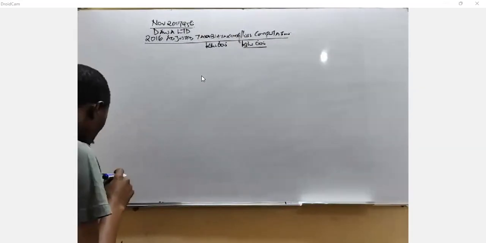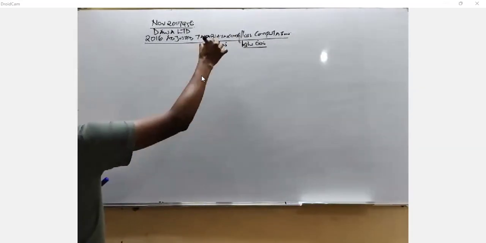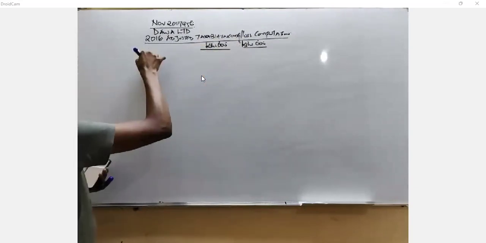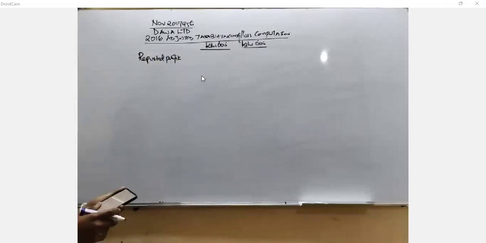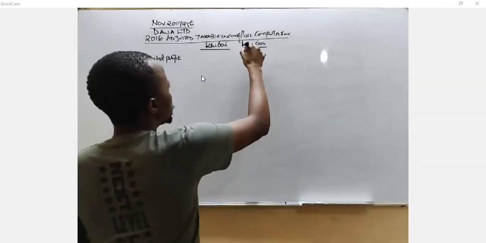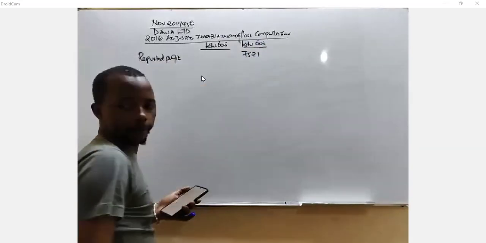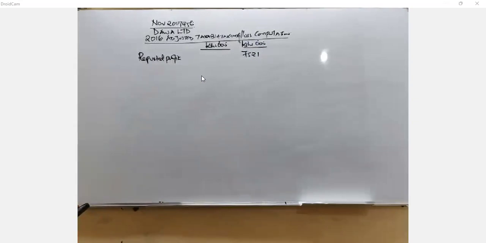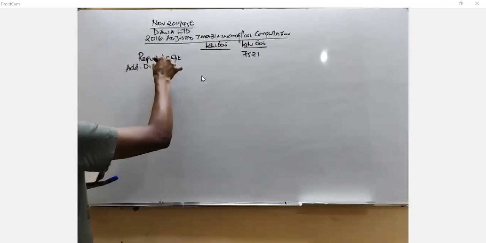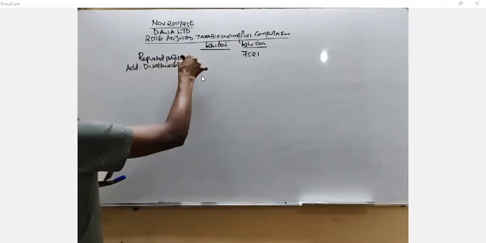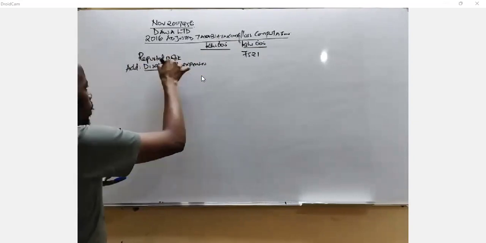And then I'm going to be starting with the reported profit. We start with the reported profits. So once you start with the reported profit, you pick the figure which is there, 75.21. Once you finish that, we said we add our disallowable expenses.